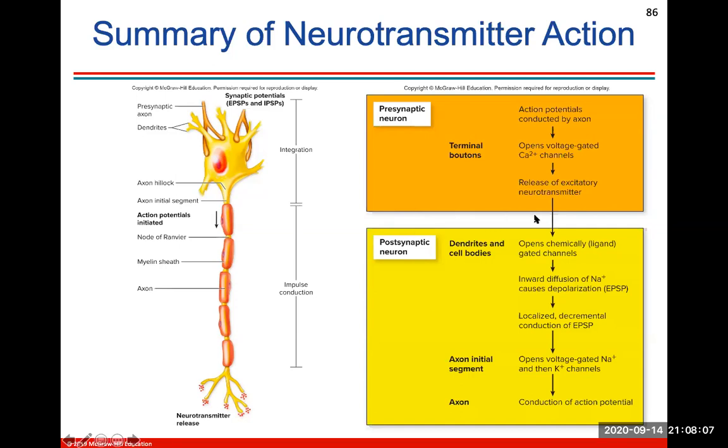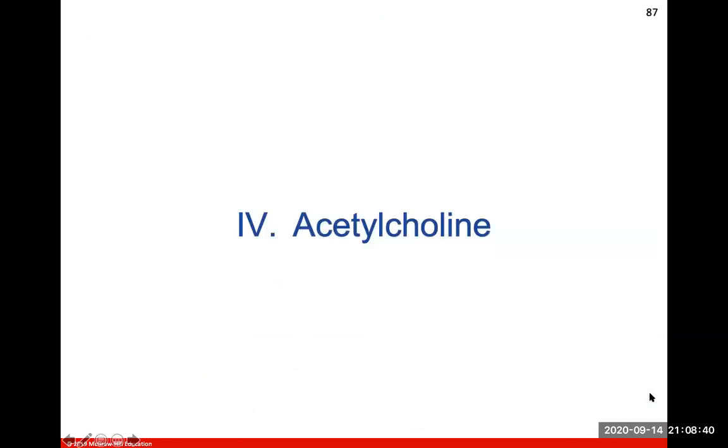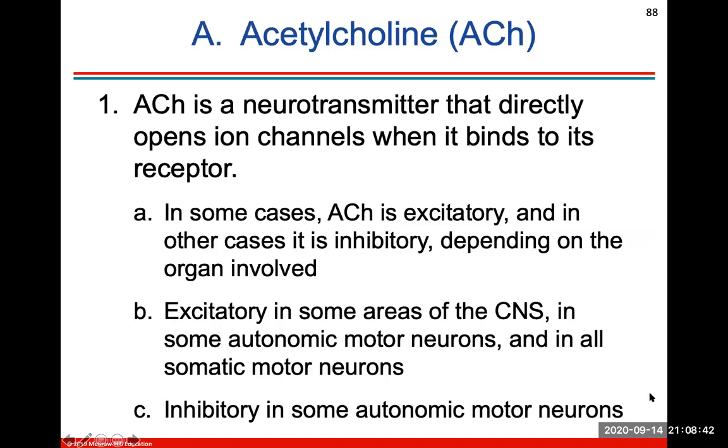And again, the synapse is the space where the neurotransmitter gets released. Understand the role of calcium and what the neurotransmitter does. It will open chemically ligand-gated channels, which cause an inward diffusion of sodium, which causes depolarization, a localized decremental conduction of that depolarization, the EPSP. It will open more sodium-gated channels and then potassium channels to eventually conduct the action potential down the axon of the next neuron.